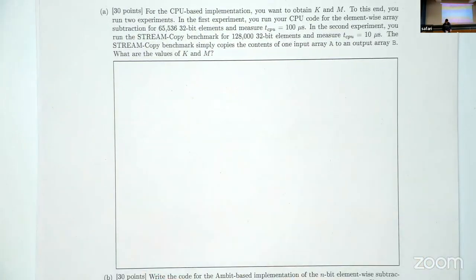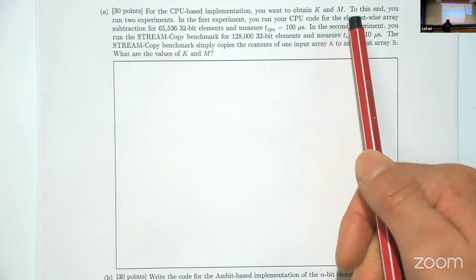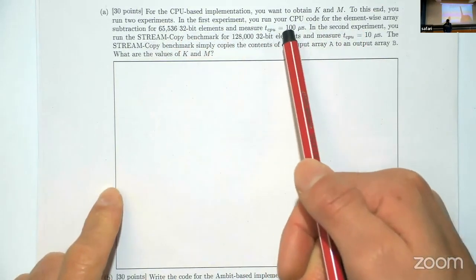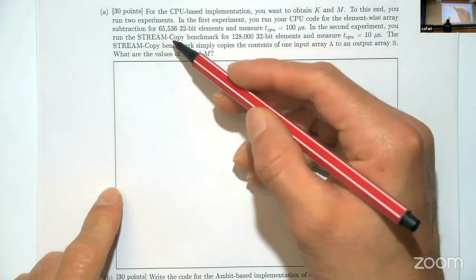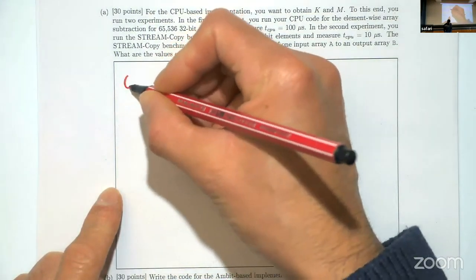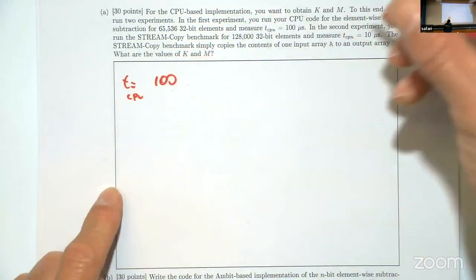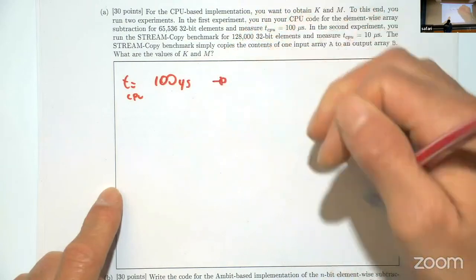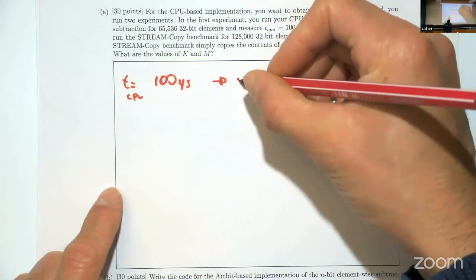Okay, so in the first part, you're going to figure out the time that it takes to execute the computation in the CPU. For the CPU-based implementation, you want to obtain K and M. To that end, you run 2 experiments. In the first experiment, you run CPU code for the element-wise array subtraction for 65,000 32-bit elements and measure TCPU, which is the one over there, in microseconds, for the subtraction code.